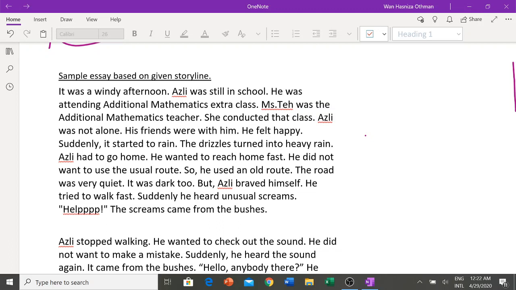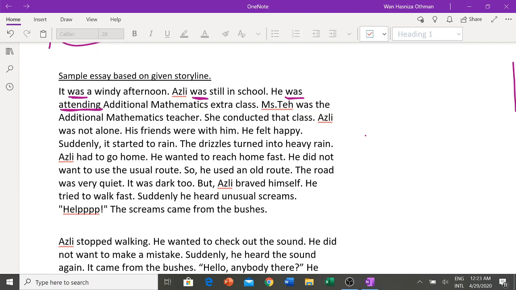Let's see. This is a very simple essay. I already gave you the work last week, but I'm going to show you that you need to only write short sentences. So we focus on writing short sentences first. I'm going to underline the verb as V. First sentence: it was what? Was a windy afternoon. Azli was still in school. He was attending. This one, was attending, is past continuous, sedang. If you see "was" or "were" and then "-ing," that means he was attending, dia sedang menghadiri, maths extra class.